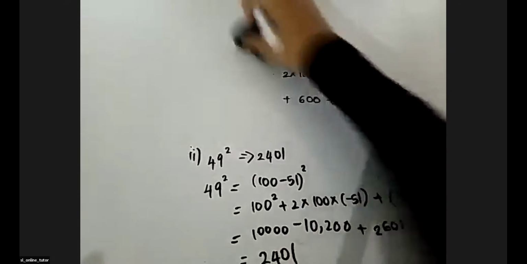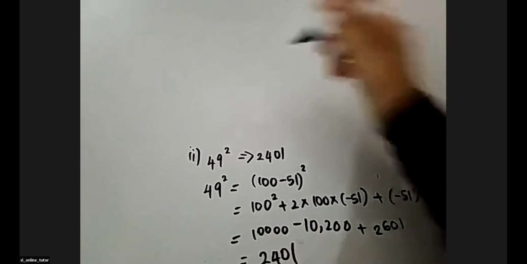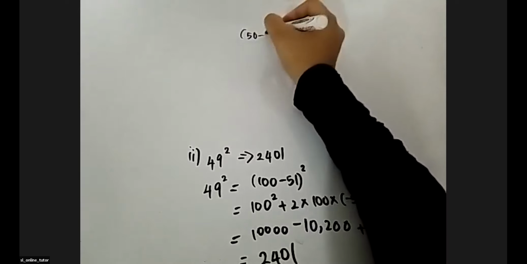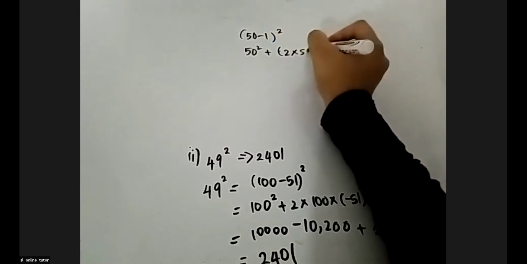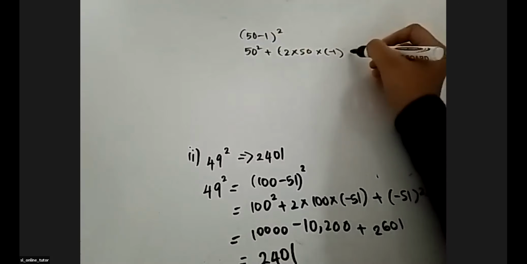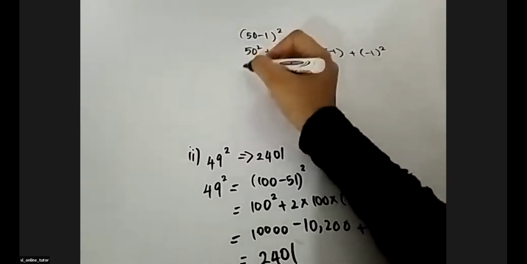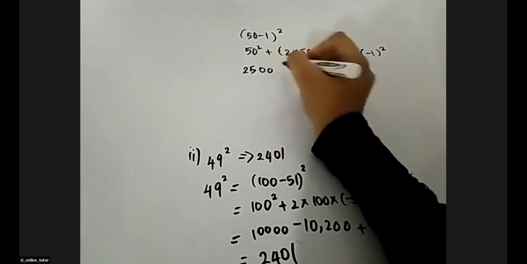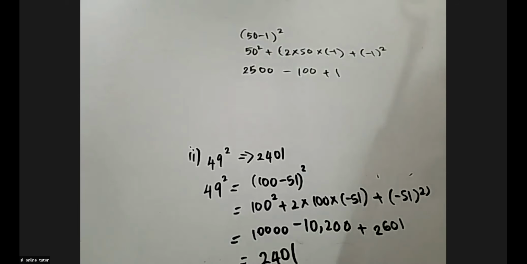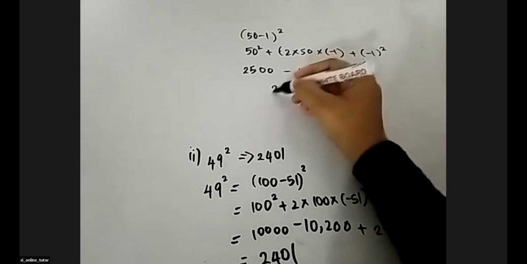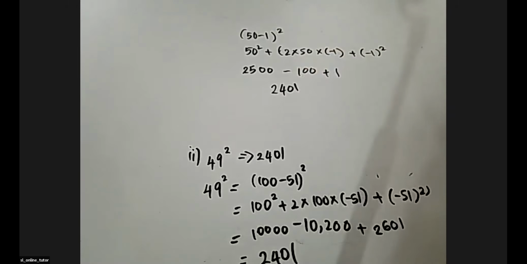I'm going to do that also. If anybody else has done any other method, please let me know, then I can discuss them. 50 minus 1. So 50 squared plus 2 into 50 into negative 1 plus negative 1 squared. 50 into 50, that is 2,500. And here you get negative 100. And here you get positive 1. Is that so, Sabiha? Yeah, Miss. 2,500 plus 1 minus 100, you are getting the same answer, 2,401. You get the same answer.